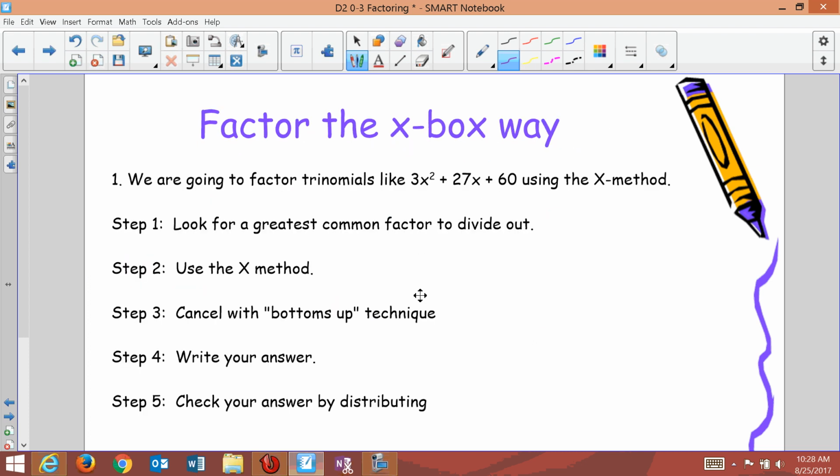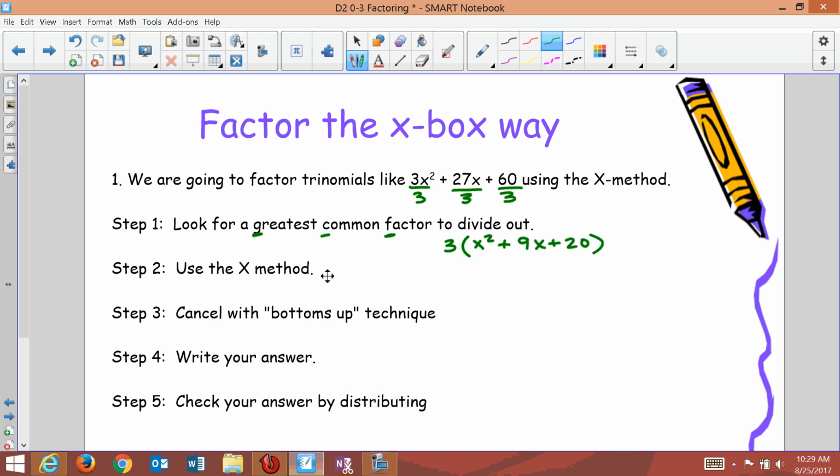Let's look at example 1. We're given a trinomial 3x squared plus 27x plus 60. We're going to use the x method. Now, before we ever start with the x method, we always look for the GCF, the greatest common factor. On this problem, I can see that 3 is common. So what I will do is, in essence, divide out 3 from each term. Now, it's not just totally going to disappear. What I'm going to do is place it out front of a parenthesis. Now, 3 divided by 3 is 1, so I'm left with just x squared plus 9x plus 20.